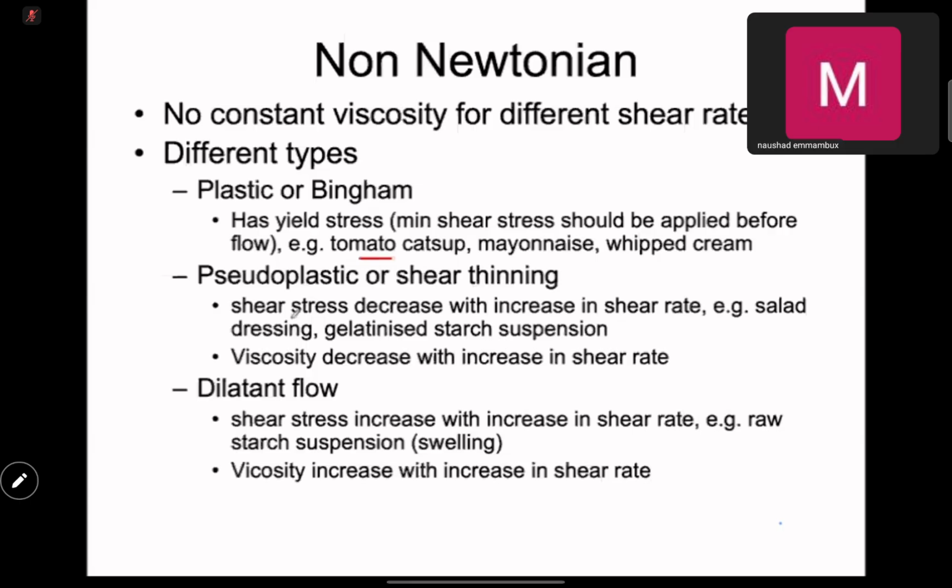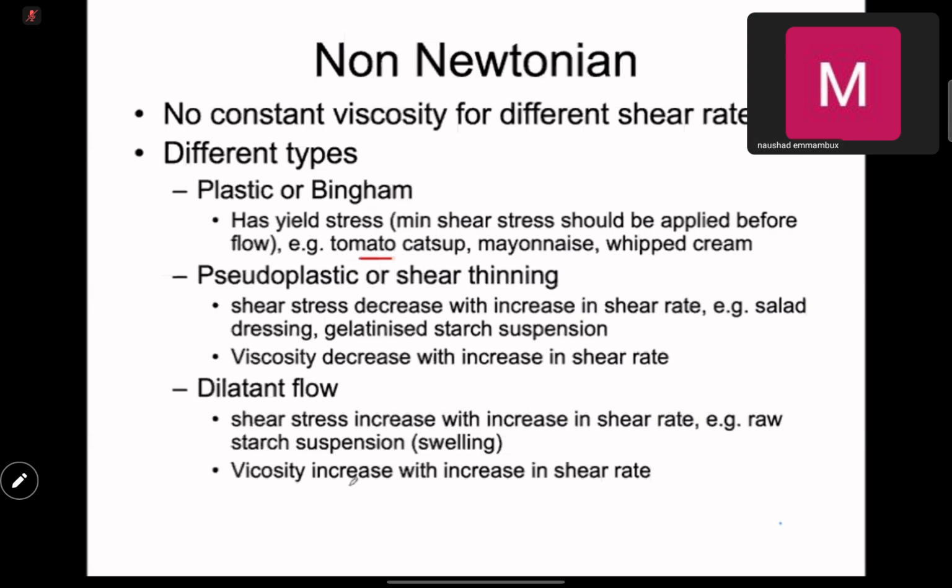Pseudoplastic or shear thinning: shear stress decreases with shear rate. Example, salad dressing that contains biopolymers like xanthan gum, or gelatinized starch suspension. So viscosity decreases with shear rate. This happens to most biopolymers in solution.